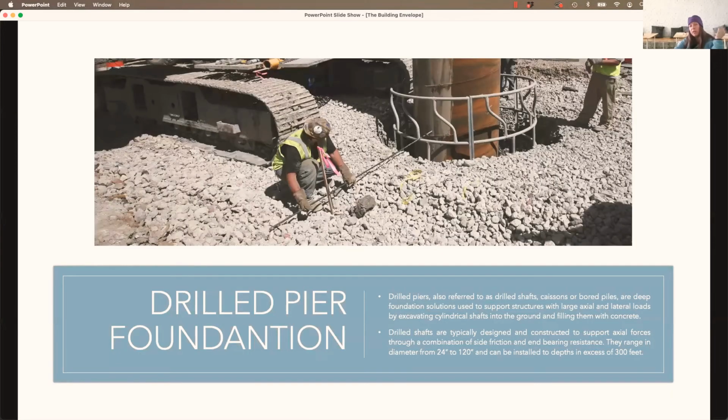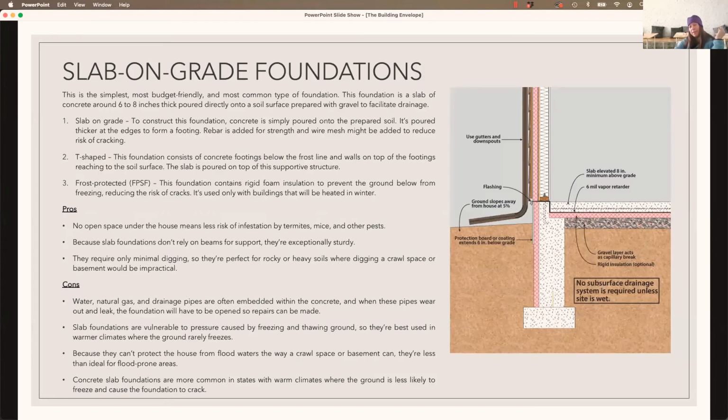Is a slab on grade also referred to as a pad? Yeah, we refer to it that way.